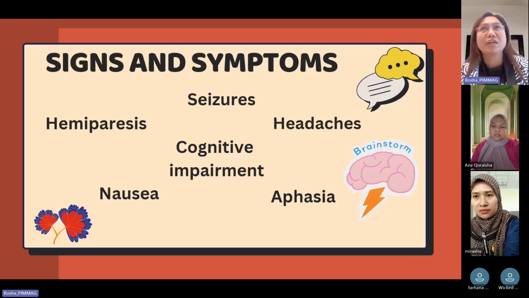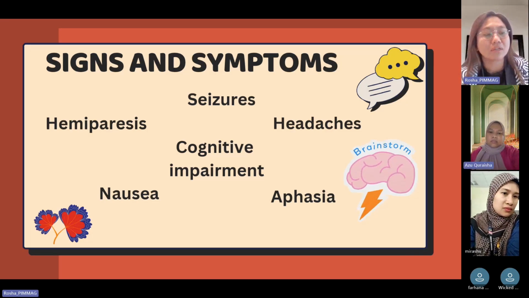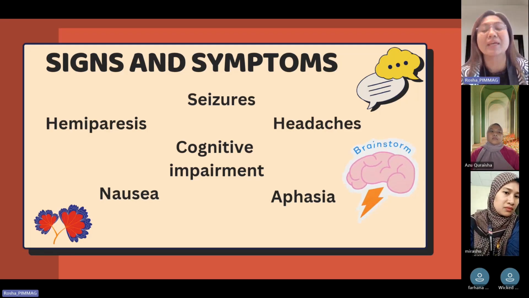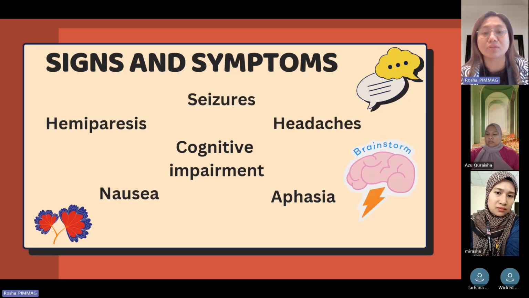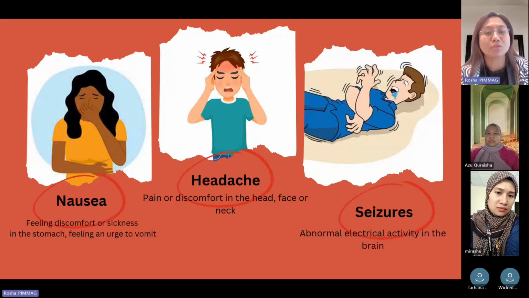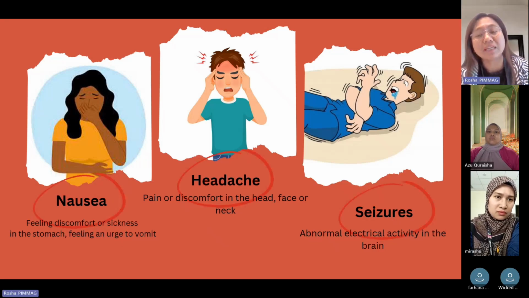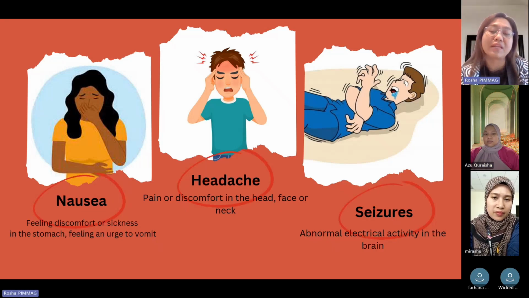So those who have glioma or glioblastoma will have signs and also symptoms like headache, aphasia, seizures, hemiparesis, nausea, and also cognitive impairment. Those who have nausea will feel discomfort or sickness in the stomach, feeling an urge to vomit. The same goes for headache, pain and discomfort in the head, face, and neck. Those who have seizures will feel abnormal electrical activity in the brain.